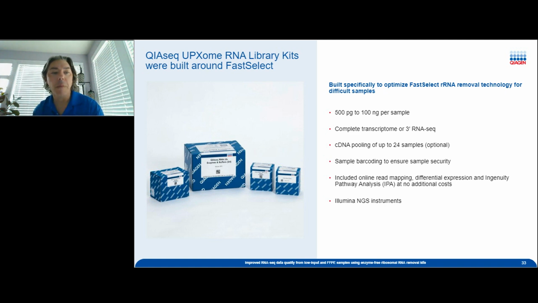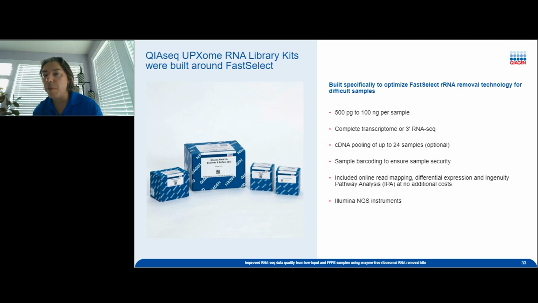We've recently redesigned and built a new library kit, which we call the QIAseq UPXome RNA library kit, which allows us to do a couple of unique things with it. First, we can start with about 500 picograms, but it has a broad range to go up to 100 nanograms of sample. The way that we have put together the kit is you can choose to do complete transcriptome or 3' RNA sequencing. And this allows you to choose the right protocol for your application.